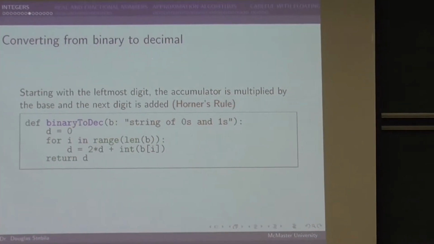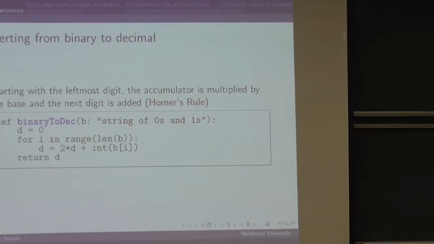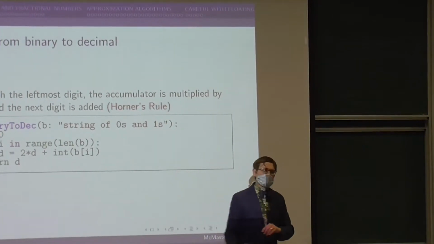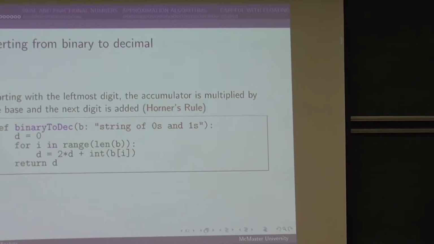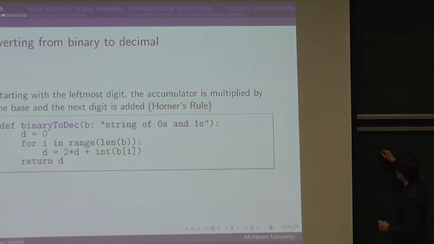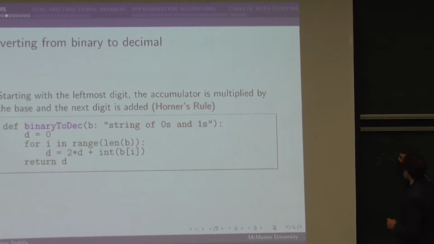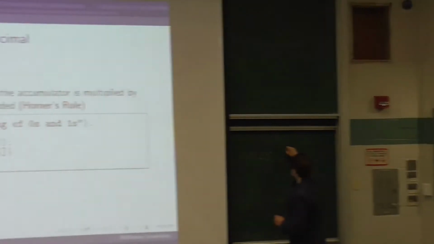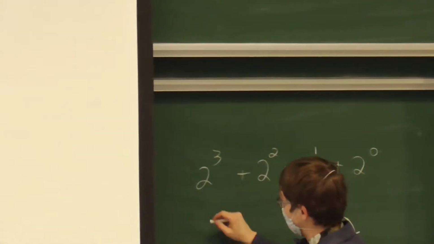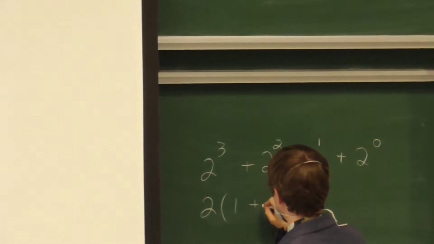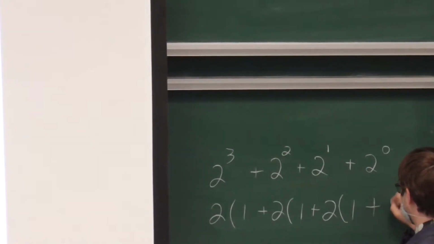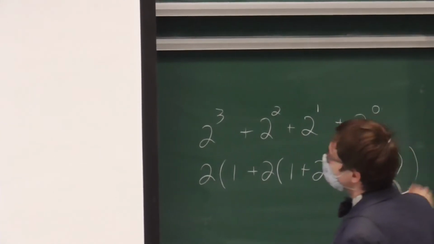So it turns out that there's actually a clever little approximation you can do to this, which is known as Horner's rule. You may notice that 2 to the power of 3 plus 2 to the power of 2 plus 2 to the power of 1 plus 2 to the power of 0 can actually be rewritten as 2 times 1 plus 2 times 1 plus 2 times 1 plus 1, something like that.